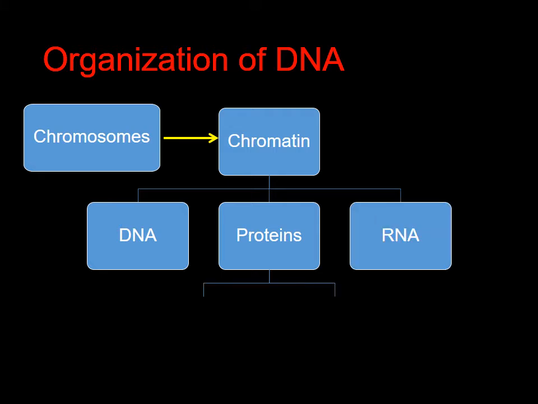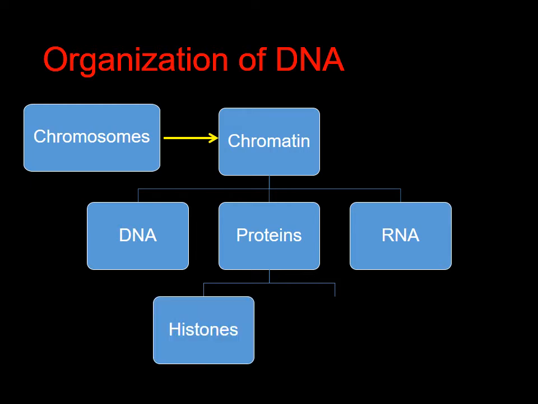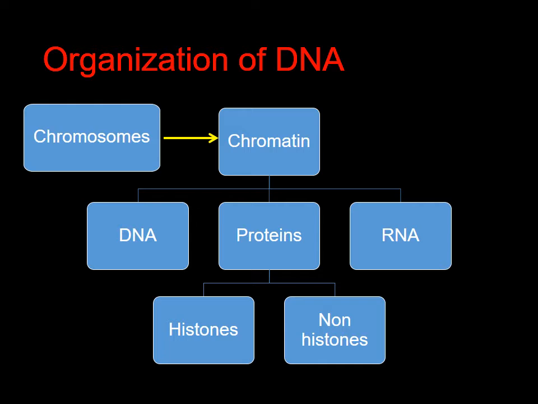Now these proteins are mainly of two types. One is called the histone proteins, which are involved in the organization of DNA. These are basic proteins. They have a positive charge on them, and all the other proteins are classified as the non-histone proteins, which play a role in the regulation of genes. They are involved in the transcription process.